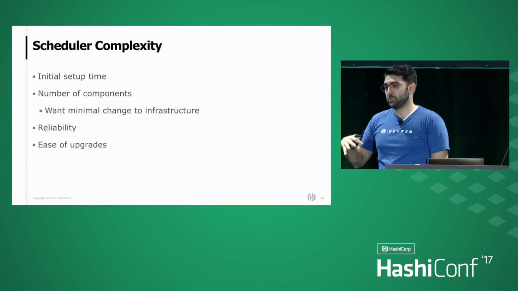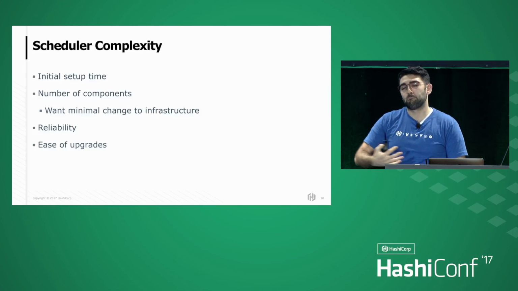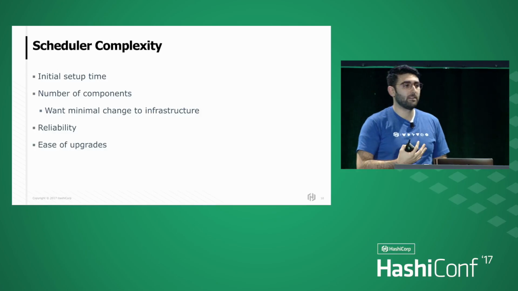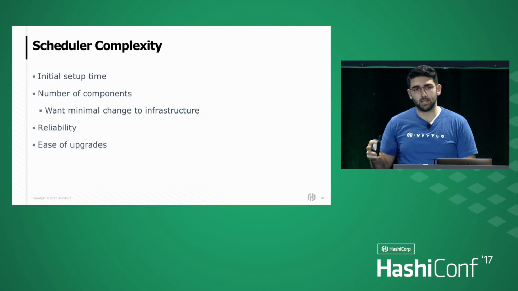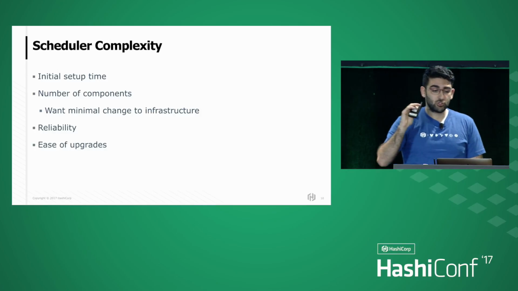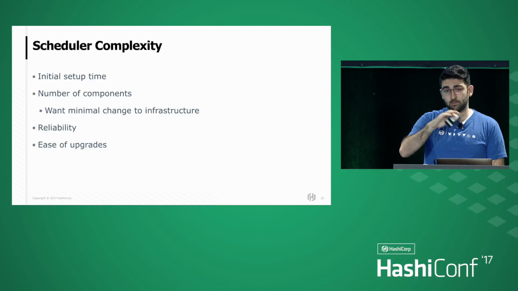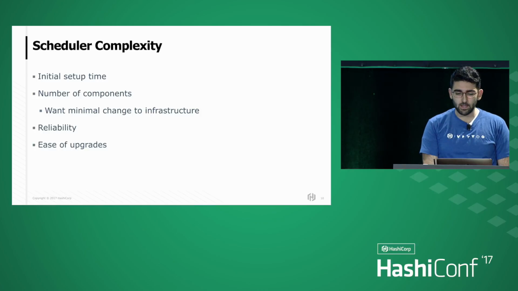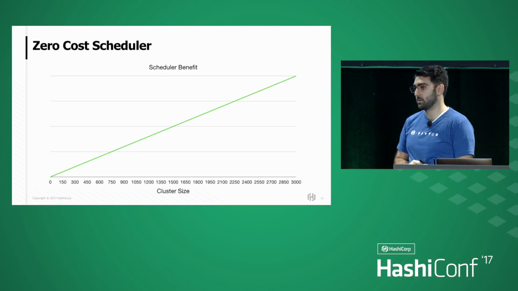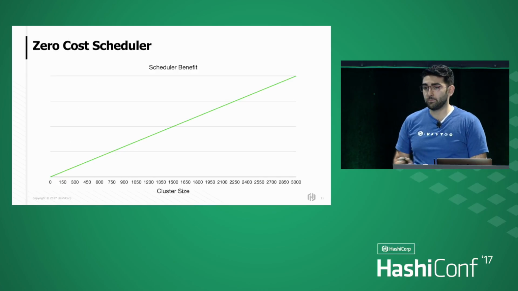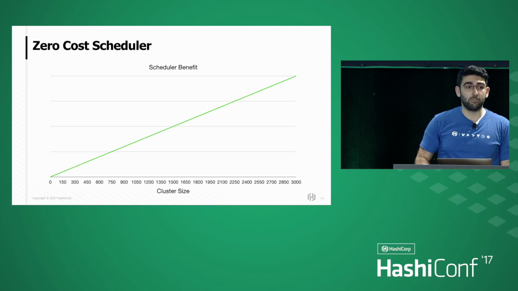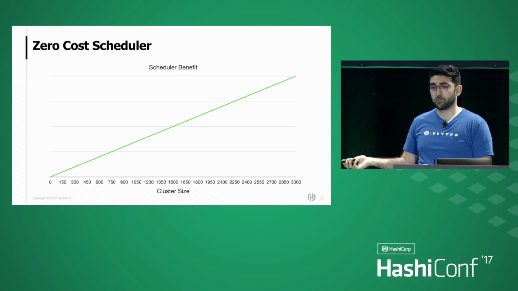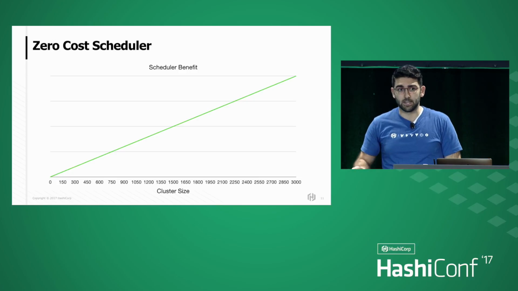And I think it's an interesting exercise to plot what the benefit of a cluster scheduler would look like if you just fix the complexity and plot it against the scale. If you had a zero-cost cluster scheduler, it would look something like this. The benefit of the scheduler would scale linearly with your organization's size.